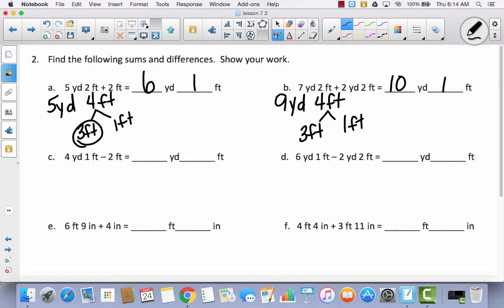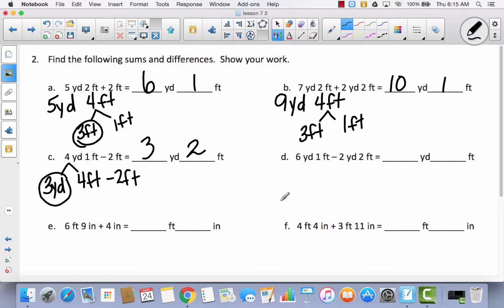Okay, now let's try a little bit of subtraction here. So I'm trying to take away 2 feet away from 1 foot, and I can't do that. So I'm going to have to decompose here. I'm going to take away 1 yard, so that's going to leave 3 yards. And then that other yard, I'm going to change into 3 feet. So I'm going to take that yard, which is 3 feet, and add it to this foot, which is going to give me 4 feet. Now I can subtract 2 feet. So nothing happens to these 3 yards, it stays the same. And 4 feet minus 2 feet is equal to 2 feet.